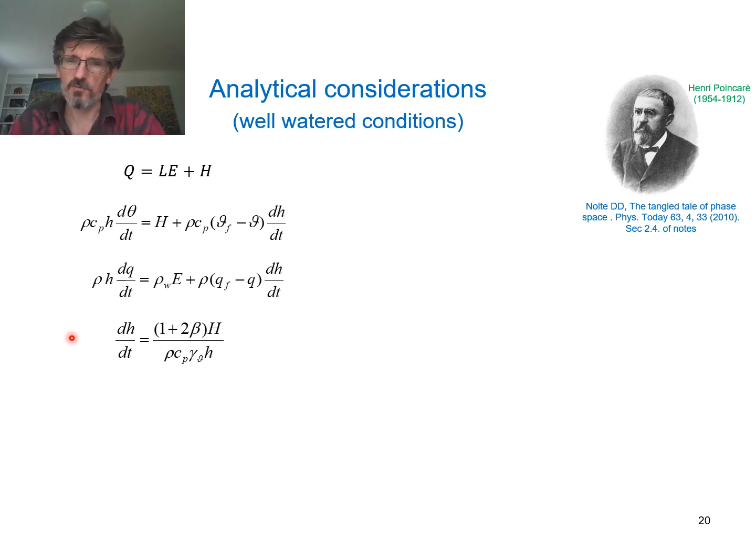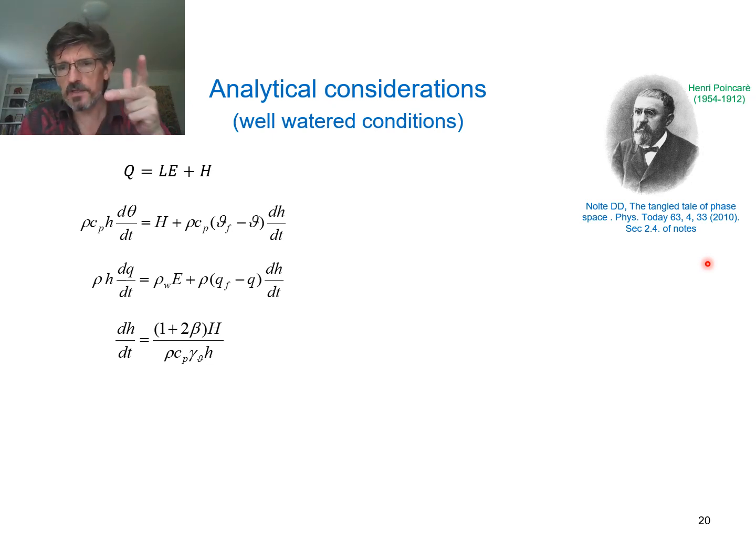What was the great intuition of Henri Poincaré, the French mathematician, who said these equations, this type of systems, are better studied in geometrical forms. And so this article by Nolte is interesting. It gives you a little bit of the story of the phase space, and also in section 2.4 of the notes, there is a bit of review, as we saw, of dynamical systems.